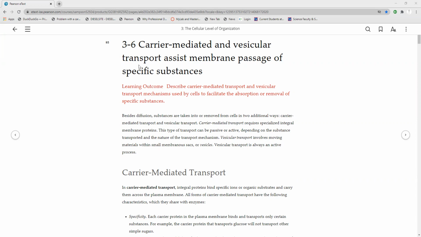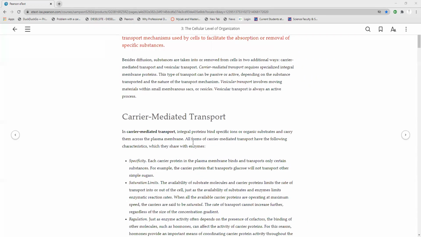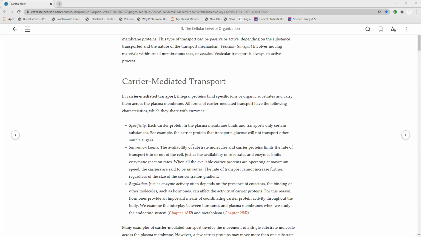All right, so 3.6, carrier-mediated and vesicular transport assist membrane passage of specific substances. This is just describing the process by which things pass through the membrane of the cell. Carrier-mediated just means there is a receptor site, or something that's allowing it to pass through, that mediates it. This is a passive process, which is to say that it does not use ATP. So what is carrier-mediated?